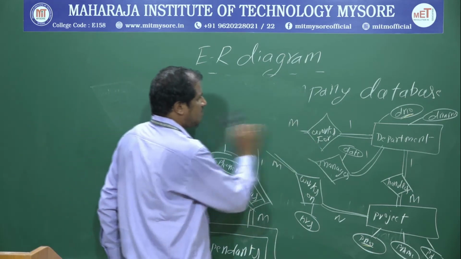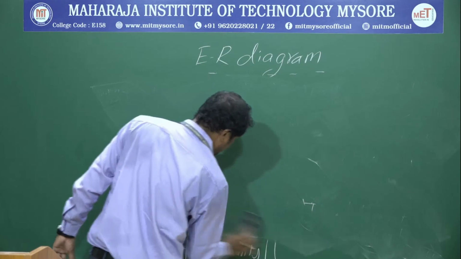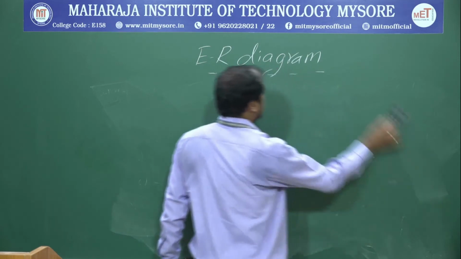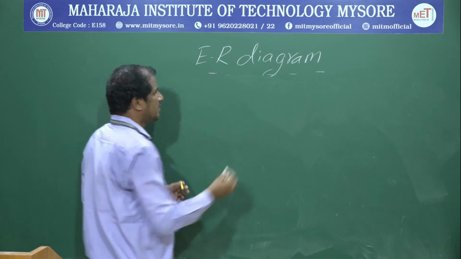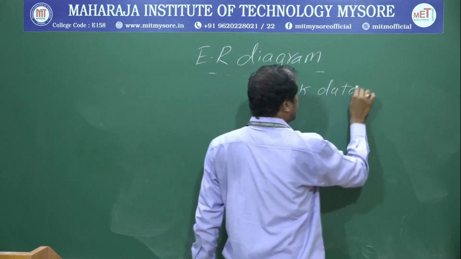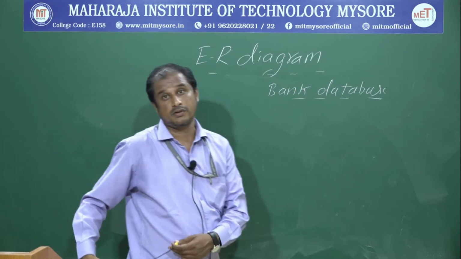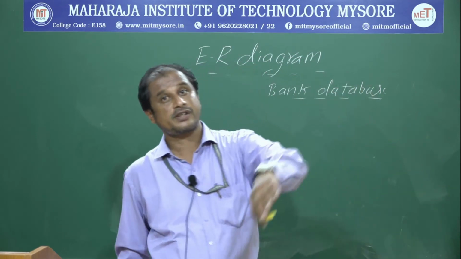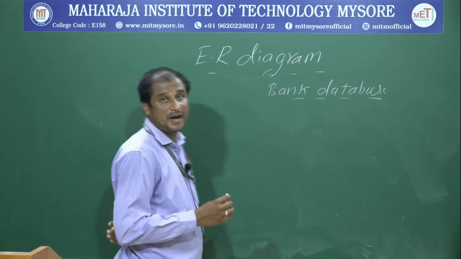We know well with the company database. Then I will talk about the bank database. I need to give an ER diagram for a bank database. So the bank has branches, employees work for branches, branches contain accounts, customers hold accounts, and the bank provides loans. All this needs to be maintained well to define the bank database.